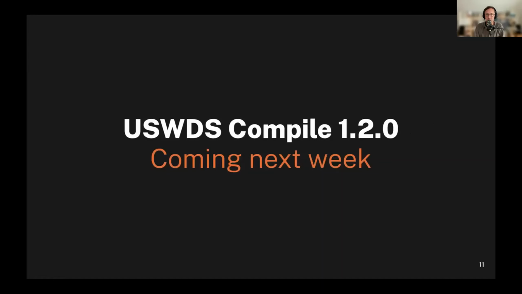Slide 11. We're also getting ready to release USWDS Compile 1.2.0. Compile is our package that uses Gulp to compile Project SAS into final CSS. Compile 1.2.0 will update the package to the most recent major version of Gulp, Gulp 5, in addition to providing support for disabling source maps on the final compiled files. And USWDS Compile 1.2.0 is coming next week.